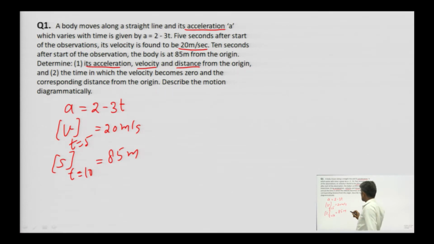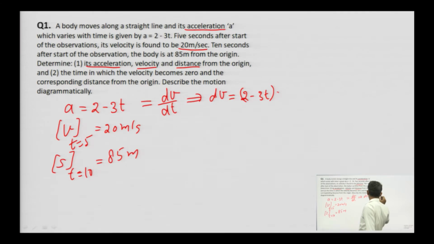So, here we need to find the equation of v in terms of t. We need to have s in terms of t. How will it be? Look here, since acceleration is dv by dt, dv is (2 minus 3t) dt, right.